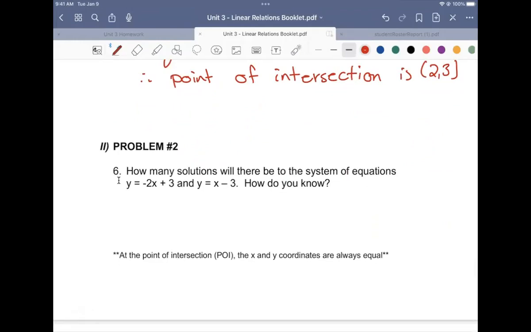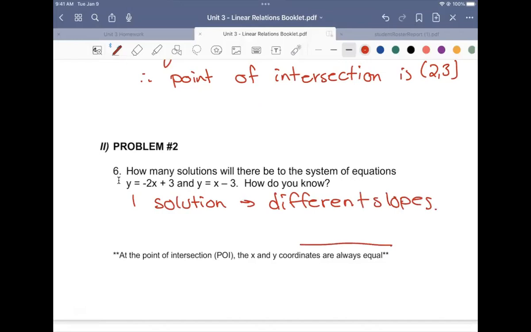Awesome. Now we're going to take a look very briefly at problem 2, which asks how many solutions there will be to the system of equations y equals negative 2x plus 3 and y equals x minus 3. We know that there is one solution. This is because they have different slopes. This is review from last lesson. And one thing I do want you to keep in mind, especially for the next example, is that at the point of intersection, the x and y coordinates are always equal to each other.